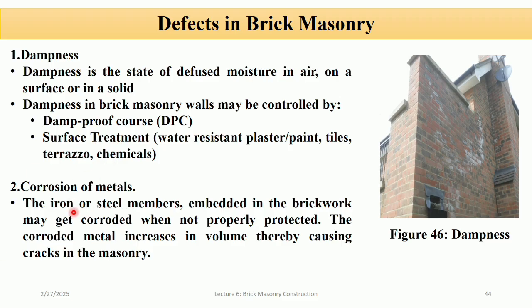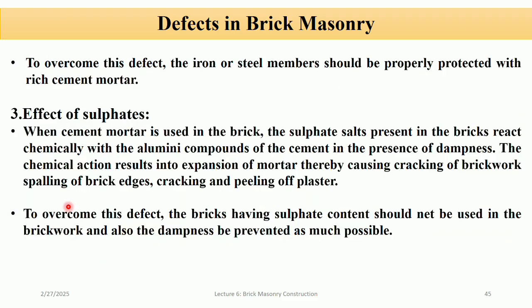Corrosion of metal. So corrosion is the deterioration of metal due to chemical reaction with its environment. In construction, metal elements such as steel reinforcement in concrete structures, steels and fasteners are vulnerable to corrosion. Corrosion occurs when metal reacts with oxygen and moisture, forming rust.